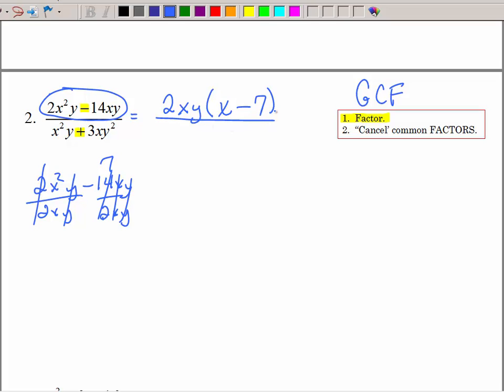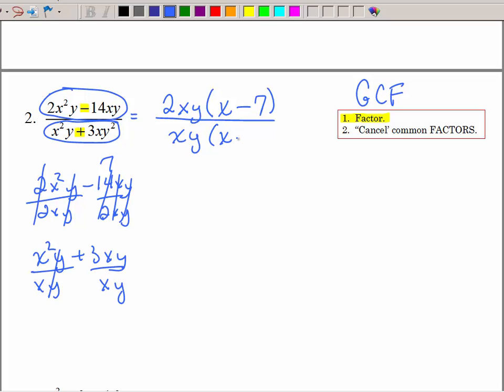I can't factor x minus 7 any further. Now let's find a GCF there. I think there's an x and a y, and again I could take that expression and divide both by xy and reduce that.